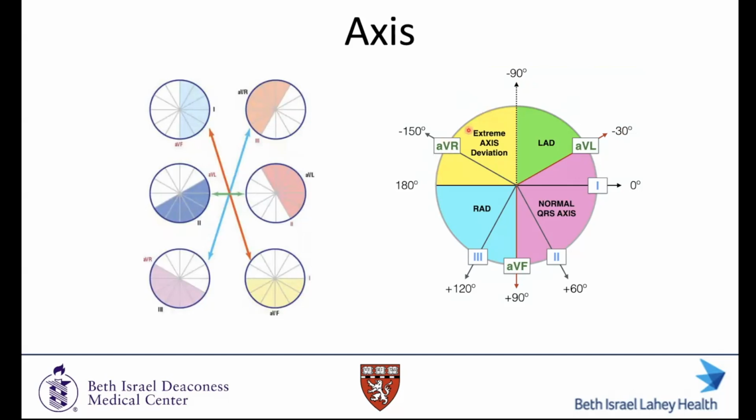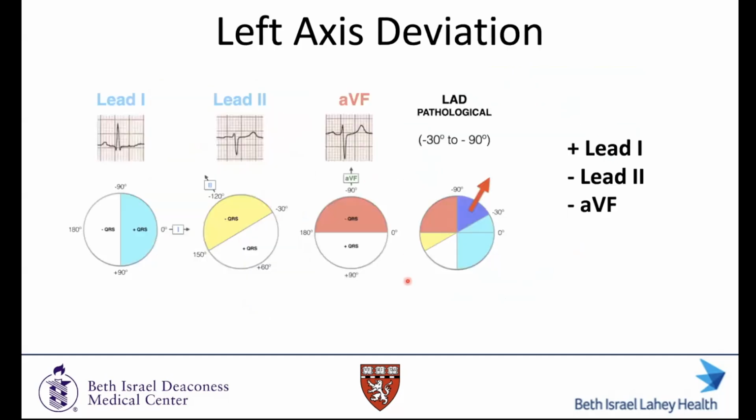So we can utilize the depolarizations in certain leads to determine where we are located within this circle. Starting off with a left axis deviation, your QRS complex is mostly positive in lead 1, so we're on this side of the circle. We're negative in lead 2, which puts us over here, so we're moving away from lead 2. And then AVF is also negative. This results in an overlapping area between -30 and -90, consistent with a left axis deviation.